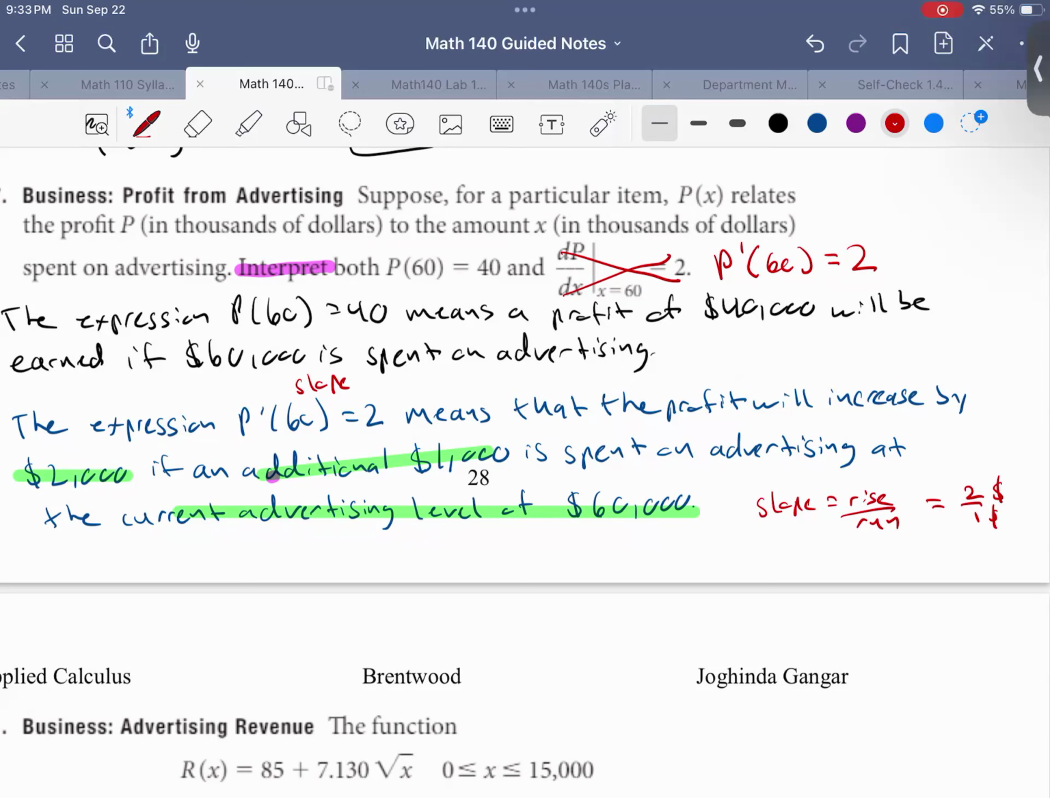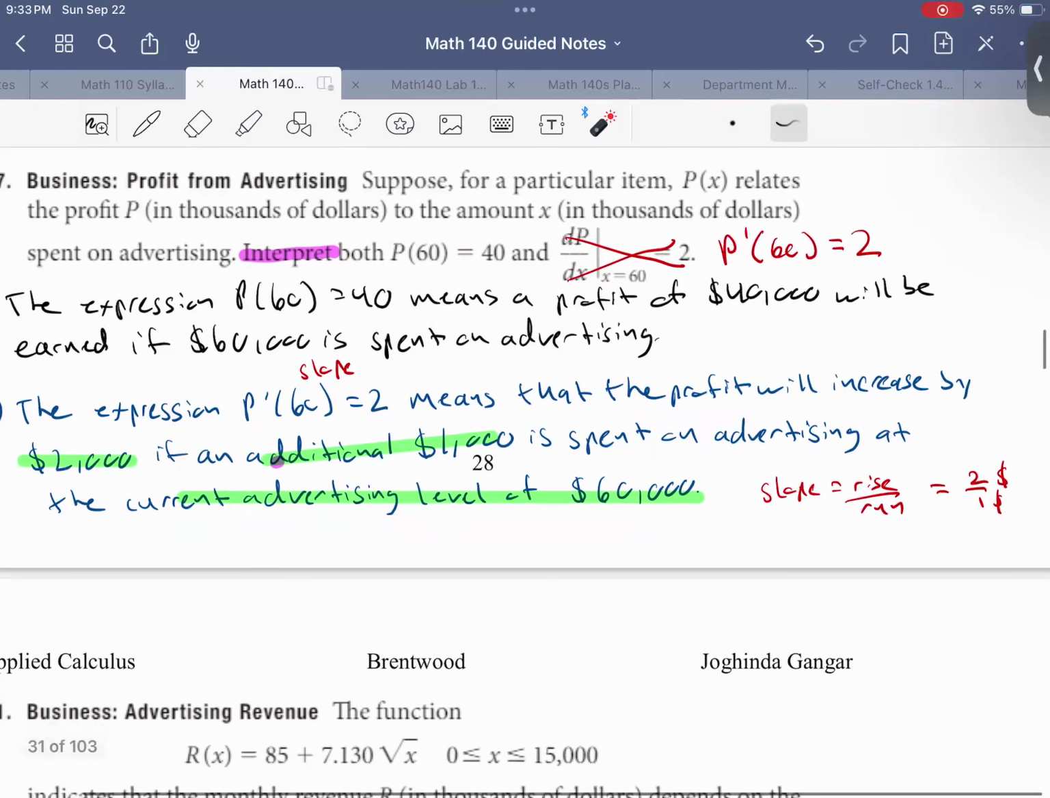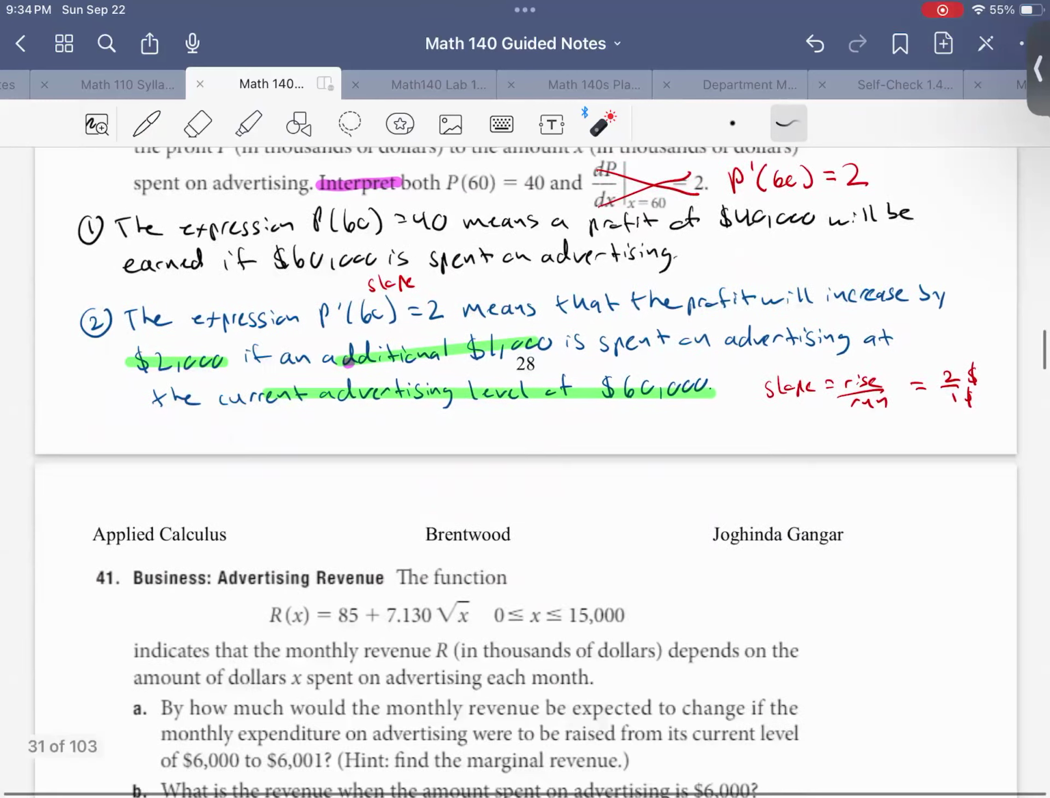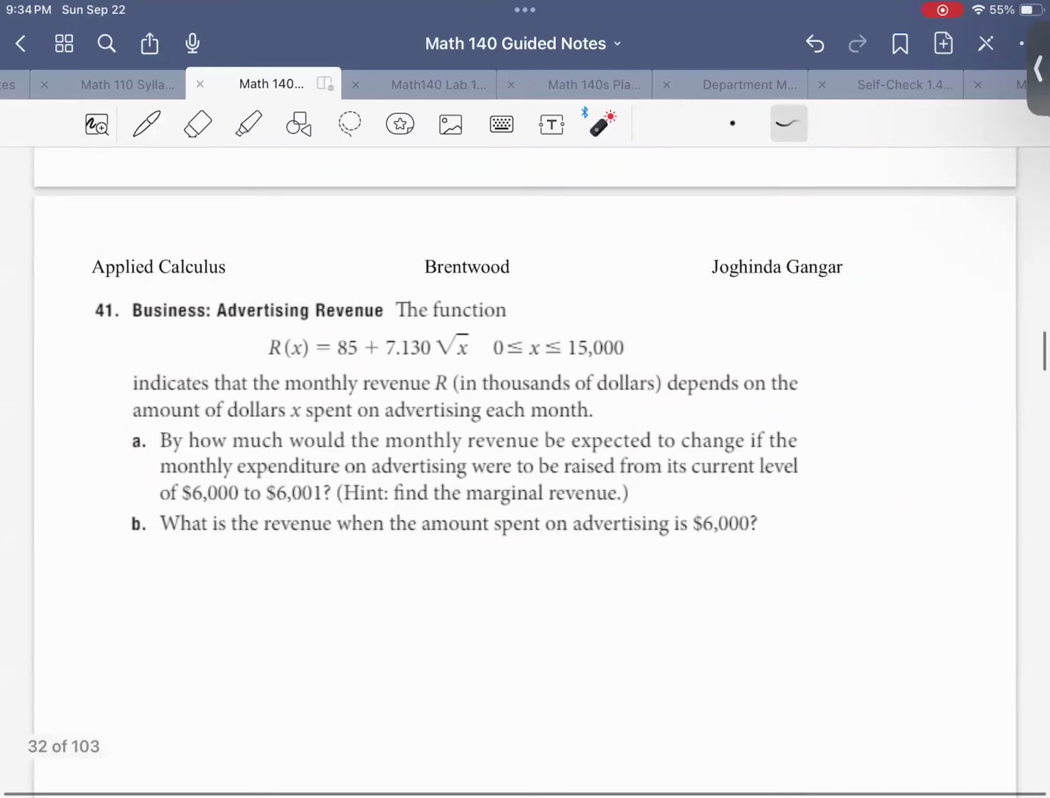But if that's a little too complicated, right? In terms of graphically, what it means is that if we just spend an additional $1,000, right, one more, then this will be an additional $2,000 in profit if we're at that current level. But okay, so here's another example here.